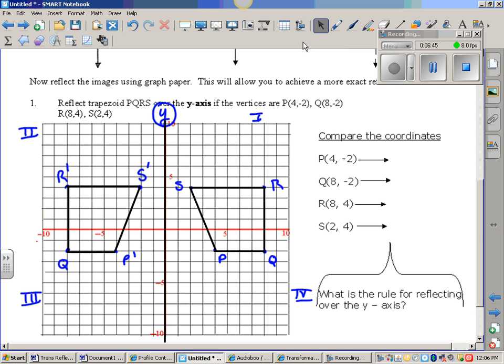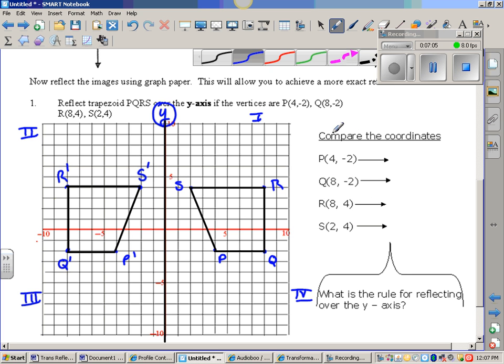Before we proceed, let's do a quick check. How many units is it from Q prime to P prime? 1, 2, 3, 4. Over here, 1, 2, 3, 4. The top one, 1, 2, 3, 4, 5, 6. So we're good. We've got the exact same shape. Very important to check before you proceed.